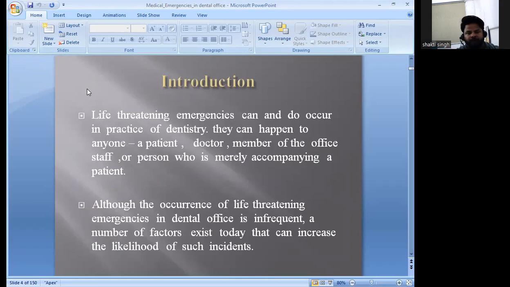So basically, life-threatening emergencies can and do occur in the practice of dentistry, and they can happen to anyone: a patient, a doctor, a member of the office staff, or a person who is merely accompanying the patient. Although the occurrence of a life-threatening emergency in a dental office is very infrequent, there are a number of factors that exist today that can increase the likelihood of such incidents. Therefore, we must be prepared and ready to deal with such circumstances.